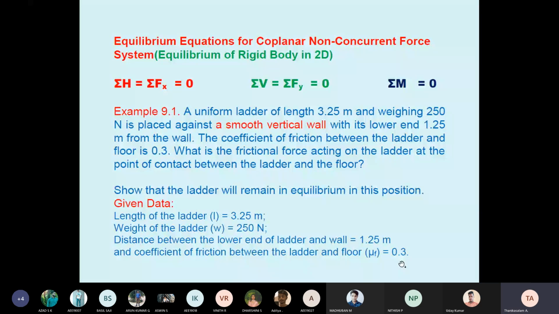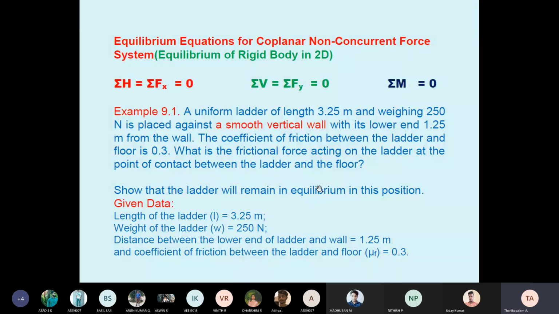Okay. Then they asked, see, I highlighted the question. See here, a smooth vertical wall. Students, when the surface is smooth, there is no friction. Understand? Whenever the surface is smooth, there is no friction. So here they asked, what is the frictional force acting on the ladder at the point of contact with the floor? That is FF. And also we have to verify whether the ladder remains stable or not.